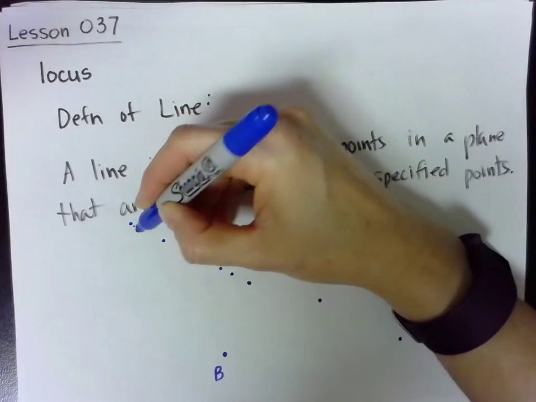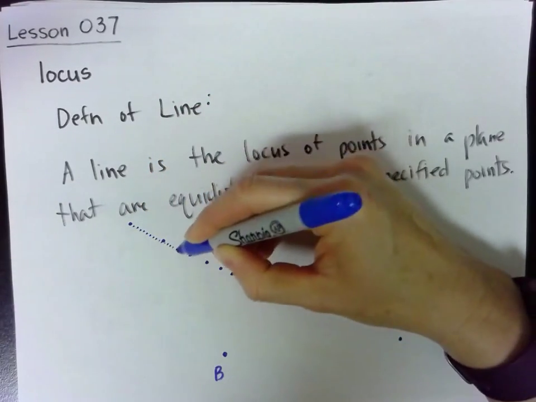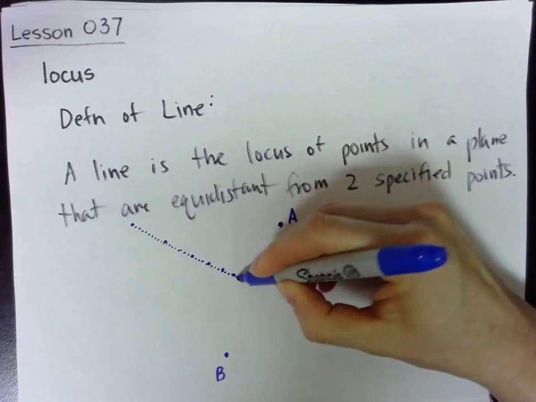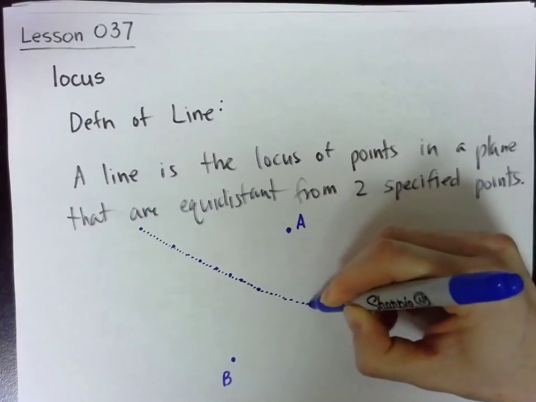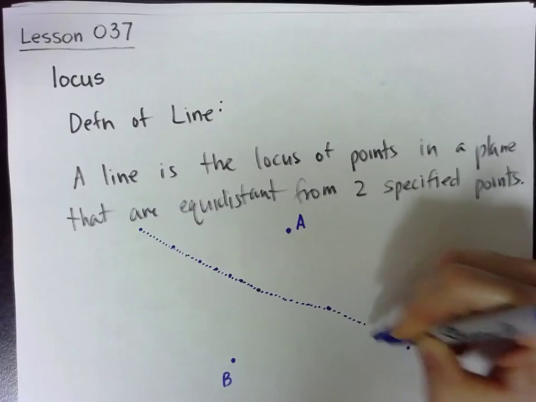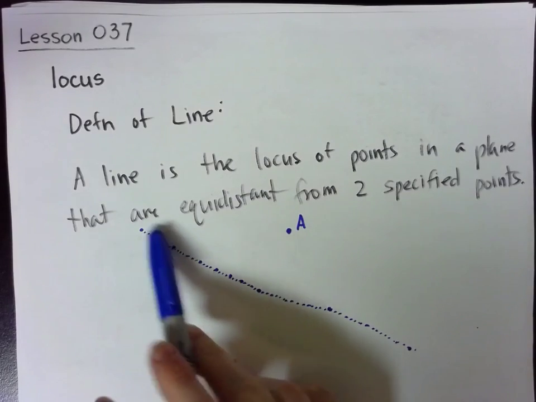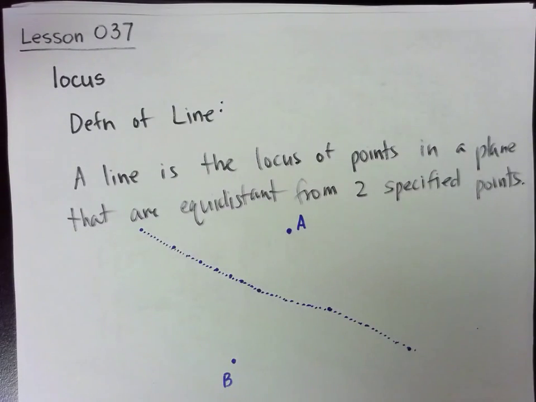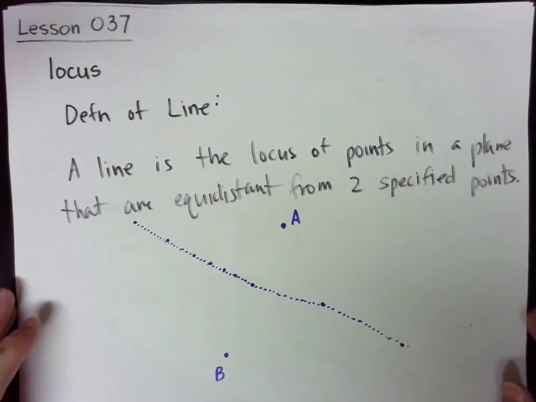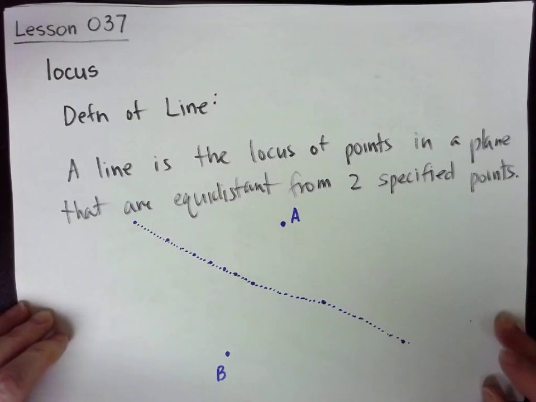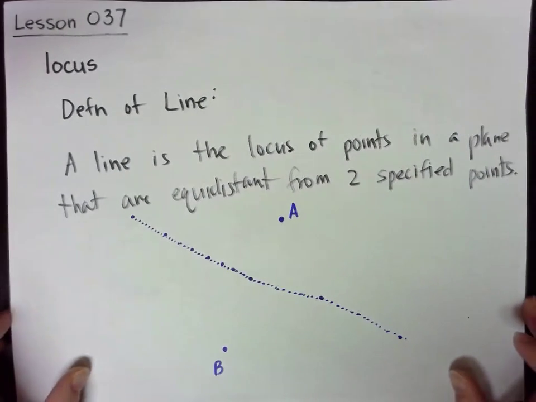And you can see that I'm going to get this big collection of points, and they're all going to lie in this straight line, like this. So there's an infinite number of those points that are equidistant from A and B, and if we put all of those points together, we will get a line. So that is all the locations that are exactly the same distance from A and B. That is our definition of a line using the locus definition.